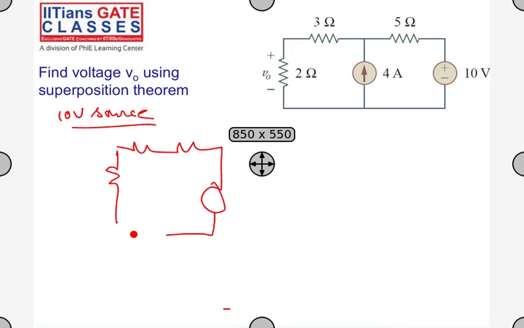So this is my current source, and I'm opening it. This is 2 ohms, 3 ohms, 5 ohms. I want to find the voltage across this, V0. So how do you find this? These three are in series, 5 ohms, 3 ohms and 2 ohms. I want the voltage across the 2 ohms, so I can directly use the voltage division rule. Can someone tell me what V0 is in terms of 10 volts and the resistances?